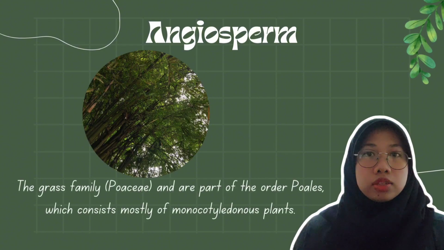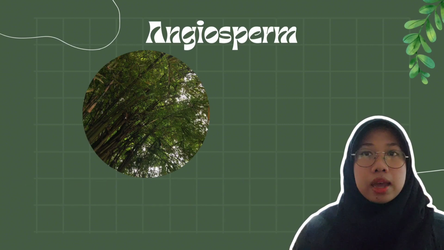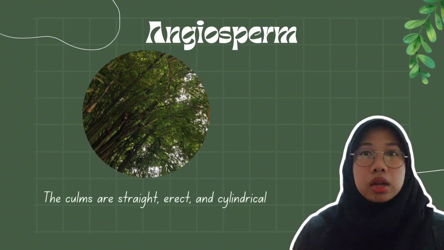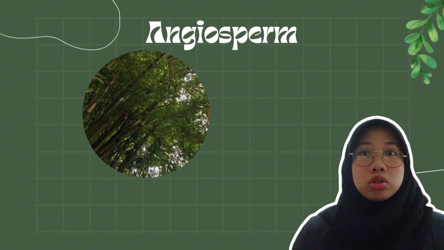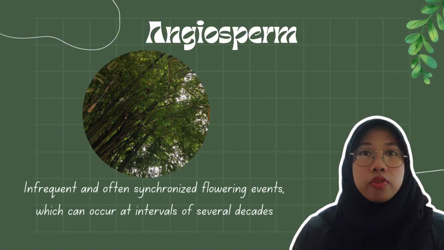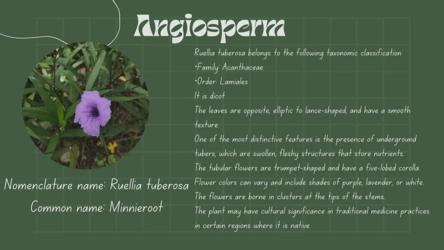It belongs to the grass family Poaceae and is part of the order Poales, which consists mostly of monocotyledonous plants. This plant can be identified by its culms that are straight, erect, and cylindrical. The leaves are lanceolate and can grow up to 20 cm long. They are also known for their infrequent, often synchronized flowering events, which can occur at intervals of several decades.